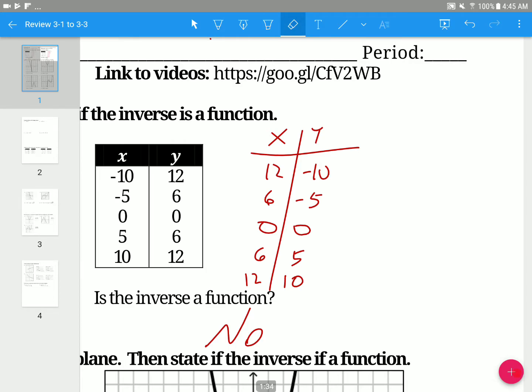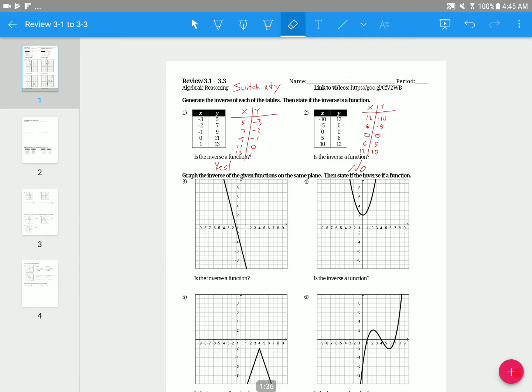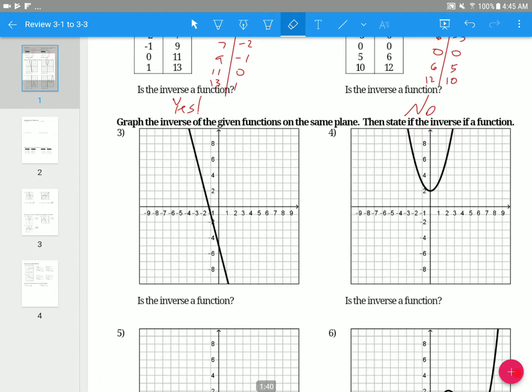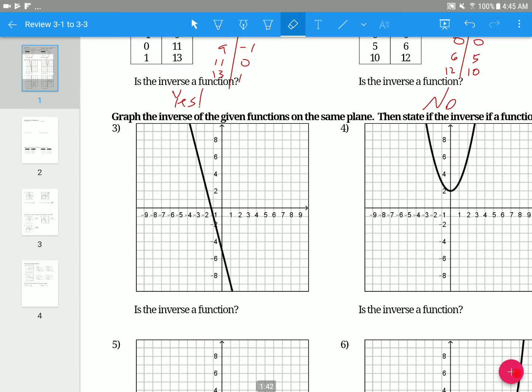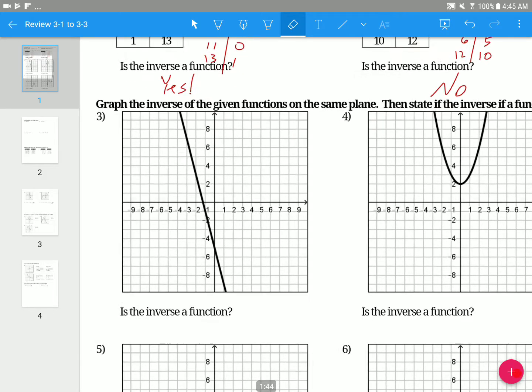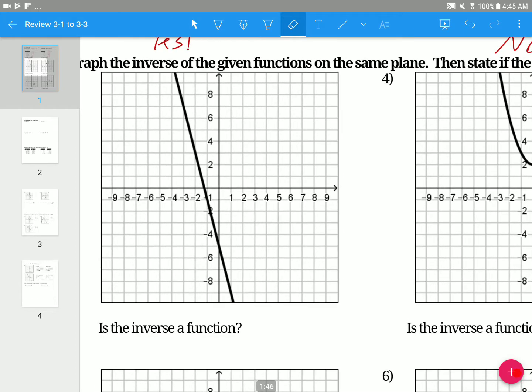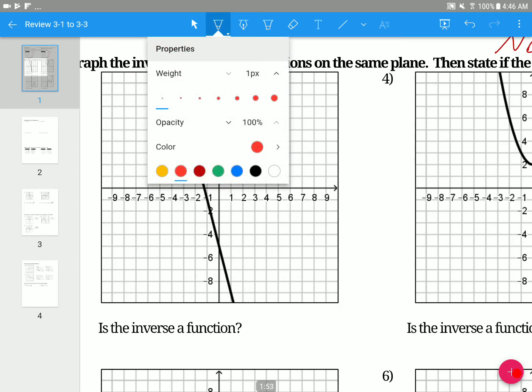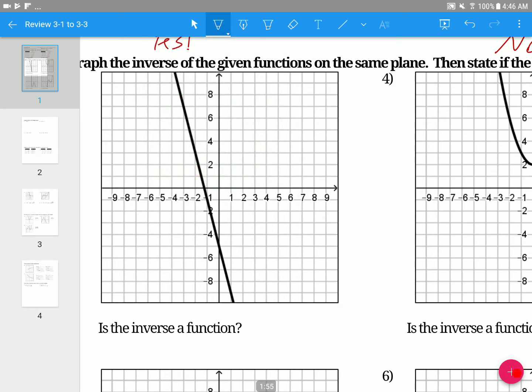Cool. Let's go ahead and knock out 3, 4, 5, and 6 real fast. Again, graph the inverse of the functions on the same plane, then state the inverse of the function. So what we're going to do is just switch x's and y's. Find points and switch them. So like this one right here. This is the point 0, 5. So I'm going to plot 5, 0.